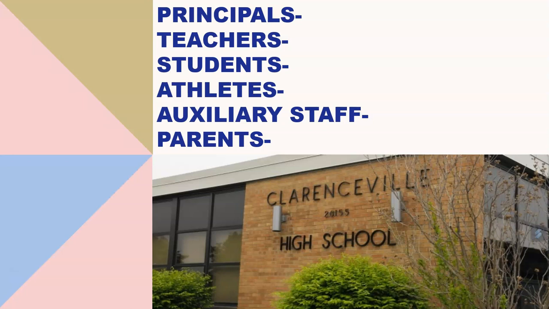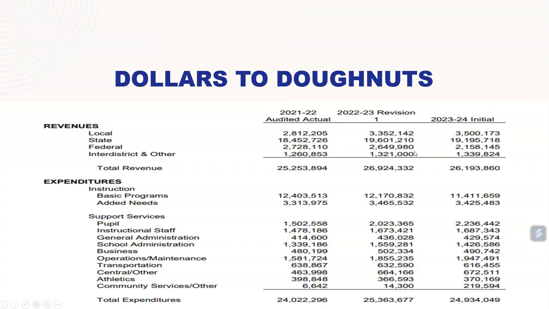Now, I want to pose a question to you. When you look at these 6 groups, are their interests mutual, or do they butt heads? Or does it depend? These are some hard questions, but I want you to think about these sorts of things. And let's go dollars to donuts, okay? So I know this is not accounting class. I'll make it as simple as possible.